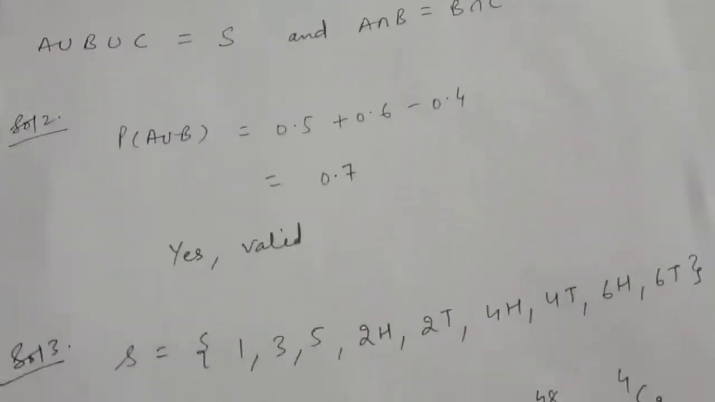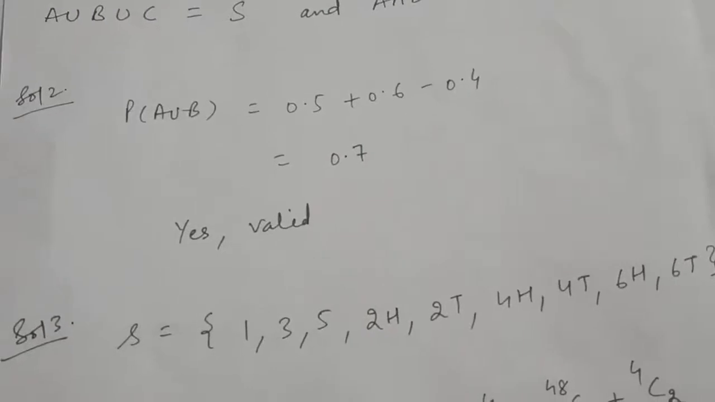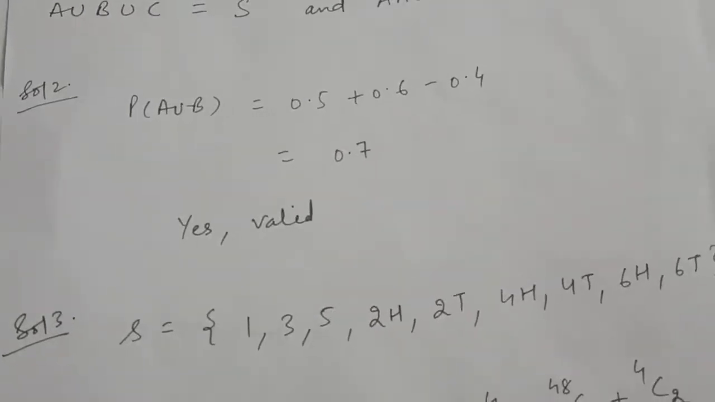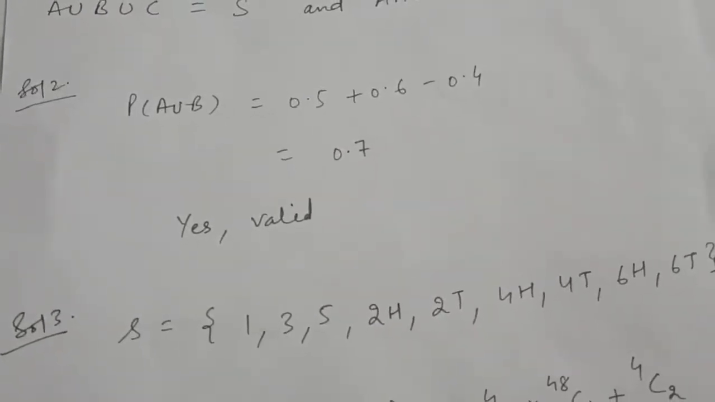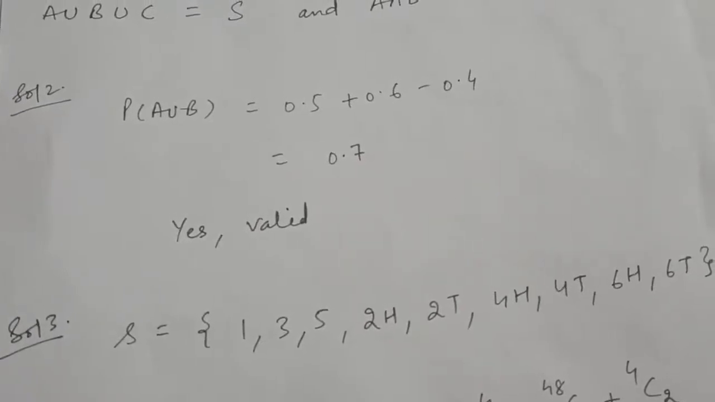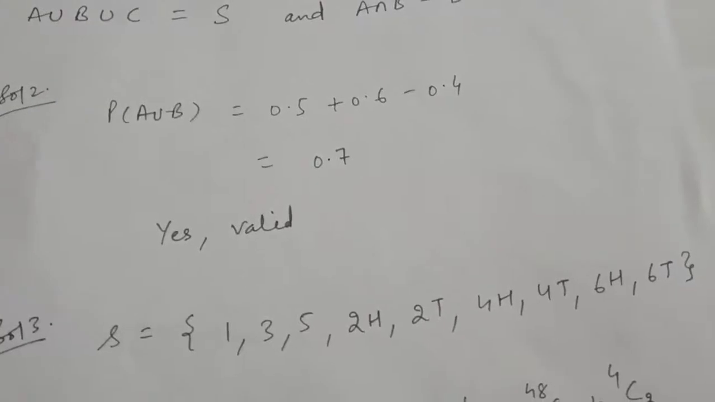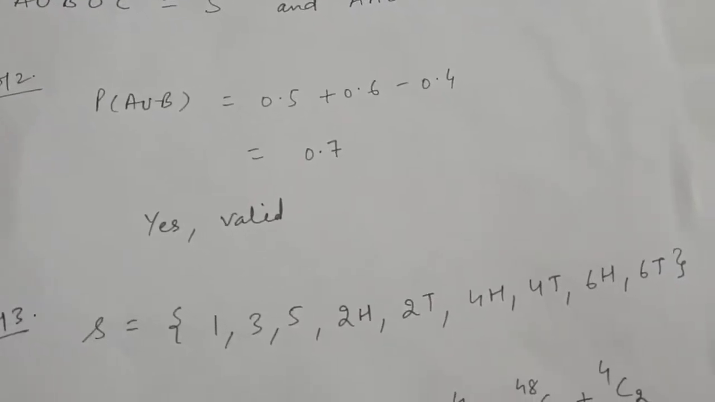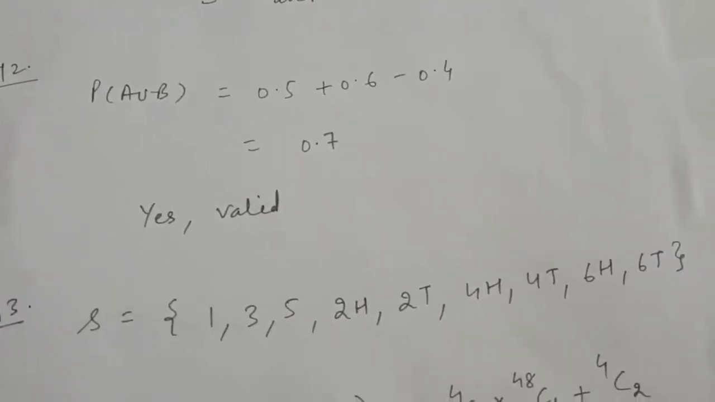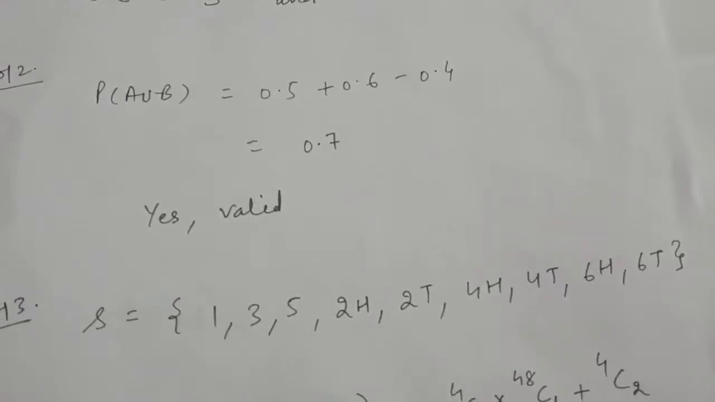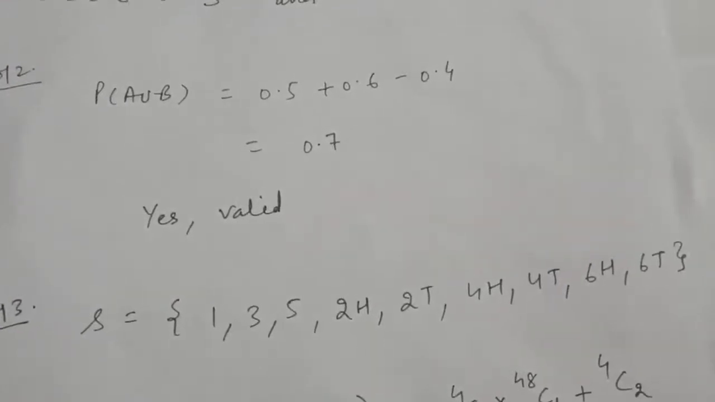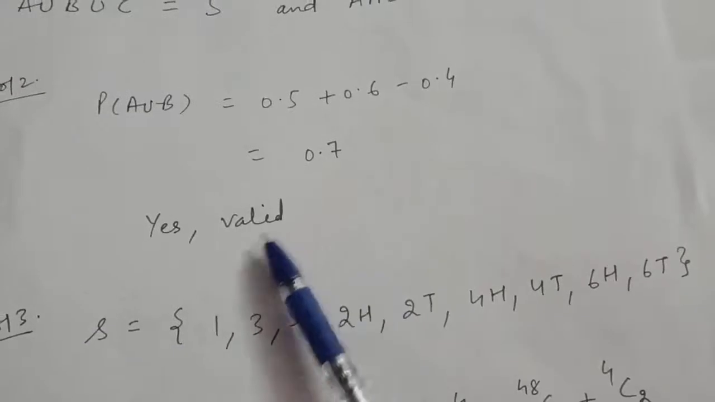Now in question number 2, you can see probabilities are given. Now probability of A intersection B is less than probability of A also and probability of B also. That means the first 2 conditions are valid. Now we will check the probability of A union B, and it will be 0.7. Therefore, because the probability of A union B also lies from 0 to 1, we will say that the assignment is valid.